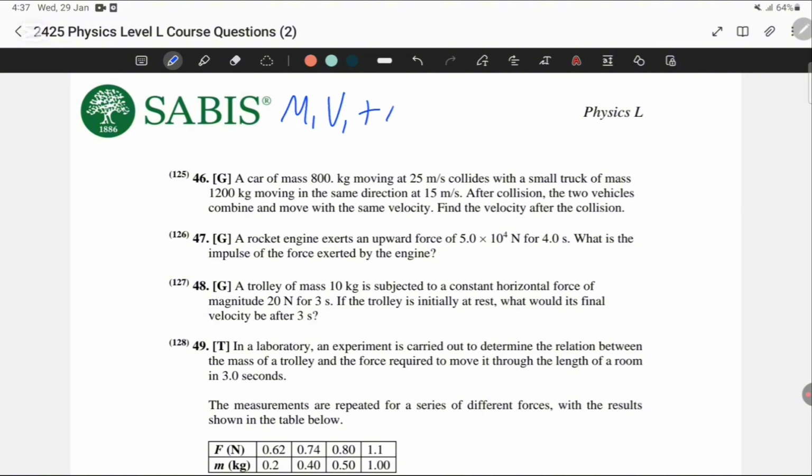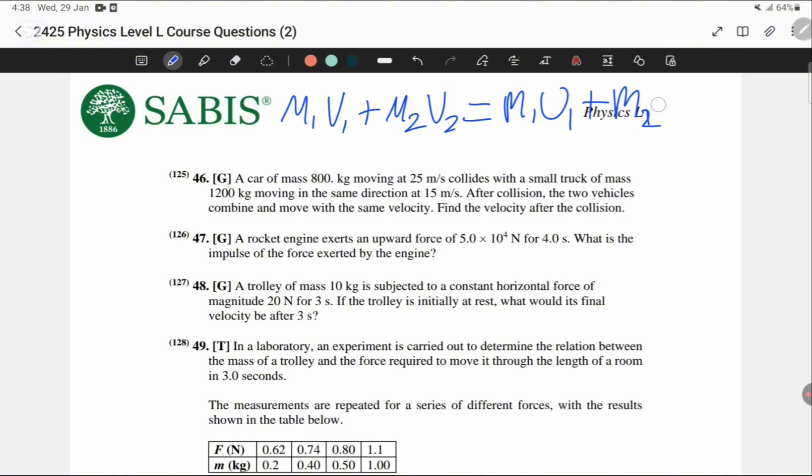And for question 46, okay, we use the same rule, okay? M1 V1 plus M2 V2 equals M1 U1 plus M2 U2. A car of a mass of 800 kg moving at 25 meters per second collides with a small truck of a mass 1,200 kilograms moving in the same direction at 15 meters per second. That means they are both in the positive sense.